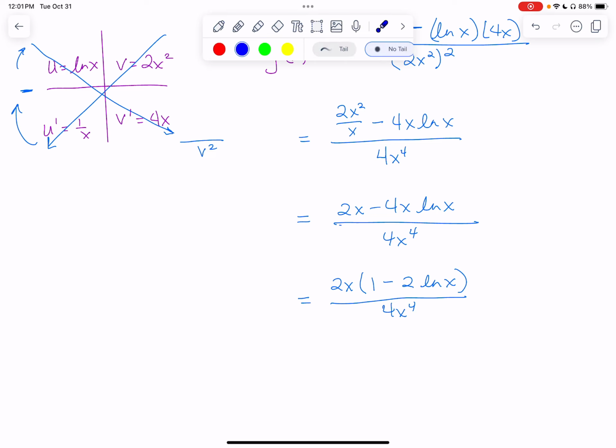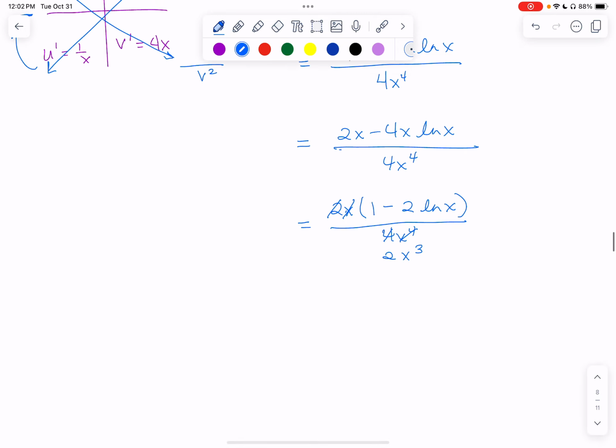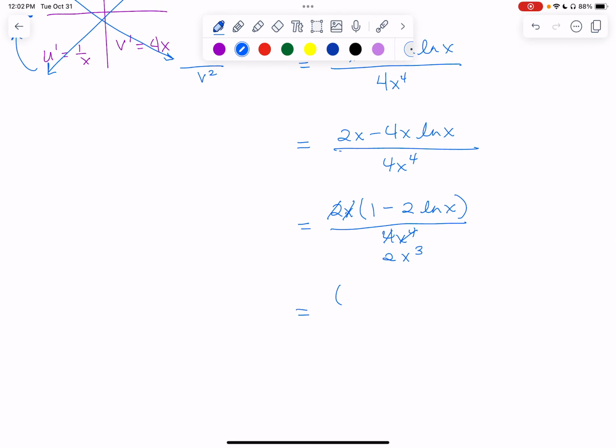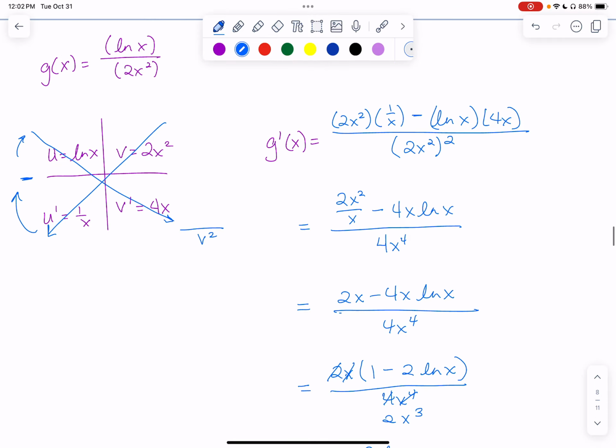Now you notice that in my numerator I have a 2 and in the denominator I have a 4, so I'm going to be able to cancel those out like so. I'm going to have a 2 in the denominator left, and I also have an x in the numerator and an x to the 4th in the denominator, so I'm going to cancel this one out with this one and say it's an x to the 3rd. I'll rewrite this in its final form, which is, well, I can drop the parentheses, 1 minus 2 natural log of x all over 2x cubed. And that's our final derivative for this one. A little bit easier to see what's going on here when we do our crisscross and then our division.